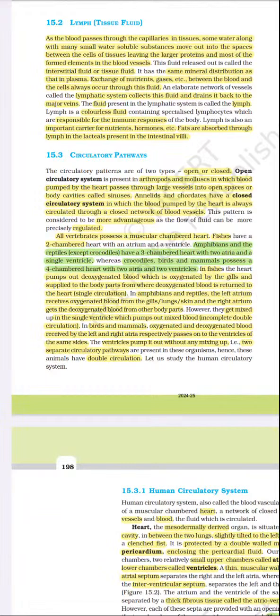Circulatory pathways. The circulatory patterns are of two types, open or closed. In arthropods and mollusks, blood pumped by the heart passes through large vessels into open spaces or body cavities called sinuses. Annelida and chordata have a closed circulatory system.